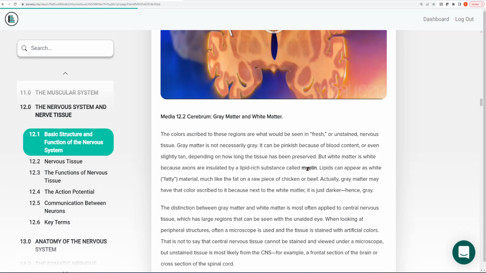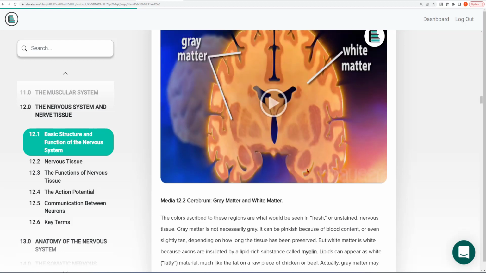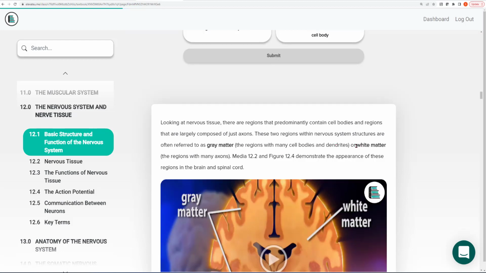Okay, so you can think of it a couple different ways. White matter is there because of myelin. Myelin, as we'll see, is only associated with axons. You will only see myelin around axons. So let's think about what I just said. White matter is where you have axons. White matter is where there is myelin. Gray matter is where there are cell bodies and dendrites. And as we'll see in a moment, myelin is never associated with cell bodies or dendrites.